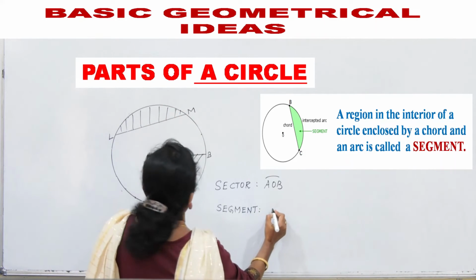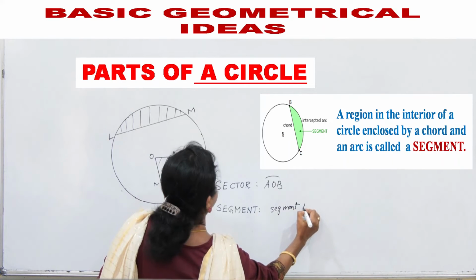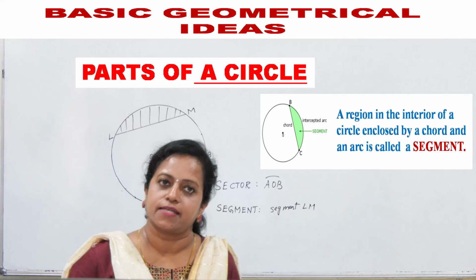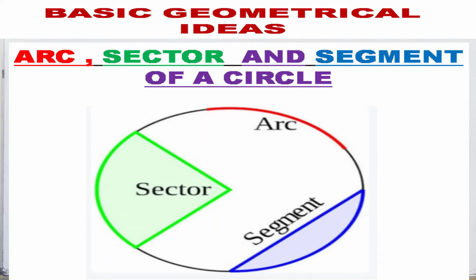So here the segment is named LN. Now you are clear with the terms sector and segment of a circle. I will show you a picture on the screen which will make it more clear the different parts that you have just learned, that is the arc, sector and segment of a circle.